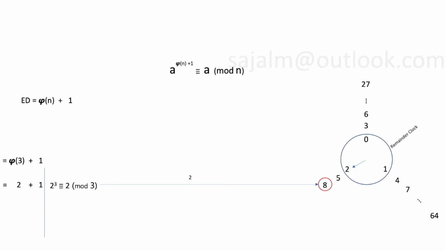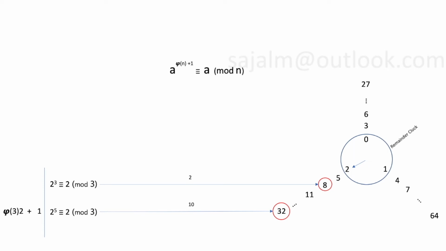Consider again the mod 3 clock with Euler's modified theorem. In this example, we can multiply phi 3 with integers, example 1, 2, 3, 4, etc., and get different values. If we multiply it with 1, we get 2 to the power 3. The clock hand then rotates 2 times to 8. If we multiply it with 2, we get 2 to the power 5. The clock hand rotates 10 times to arrive at 2 to the power 5, that is 32. Similarly, if we multiply it with 3, we get 2 to the power 7, and the clock hand rotates 42 times to arrive at 128, which is 2 to the power 7.